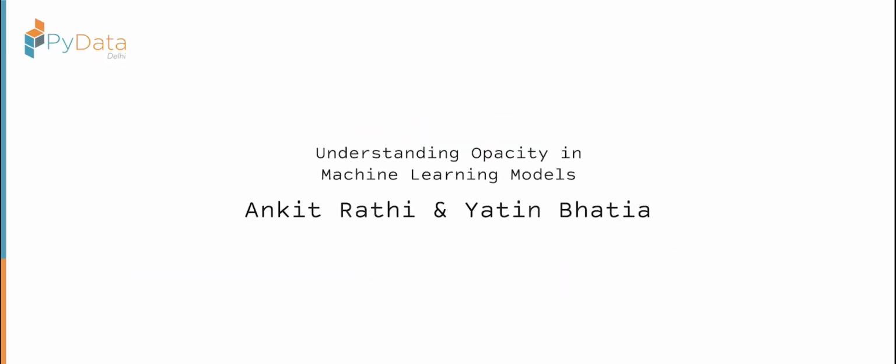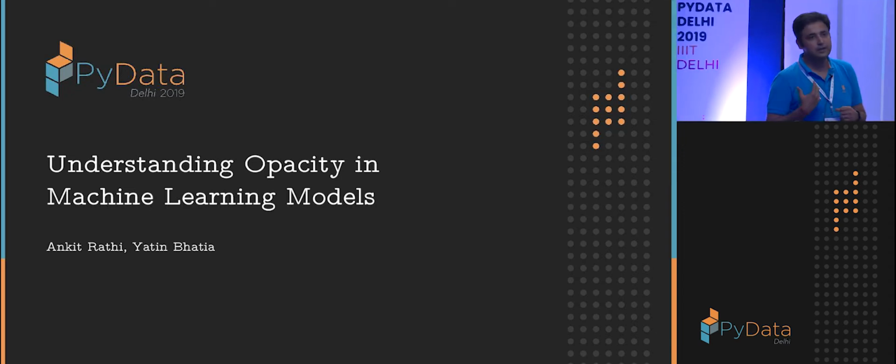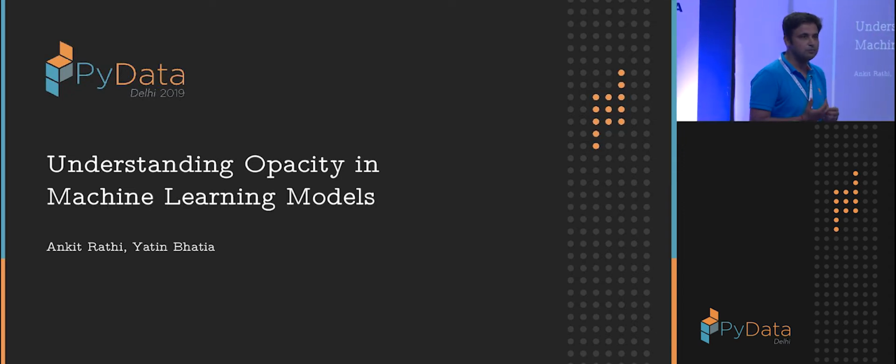This is about understanding opacity in machine learning models. Opaque means not transparent. As we know, the models that we are building are getting complex day by day, so the interpretability of the model is becoming a problem.